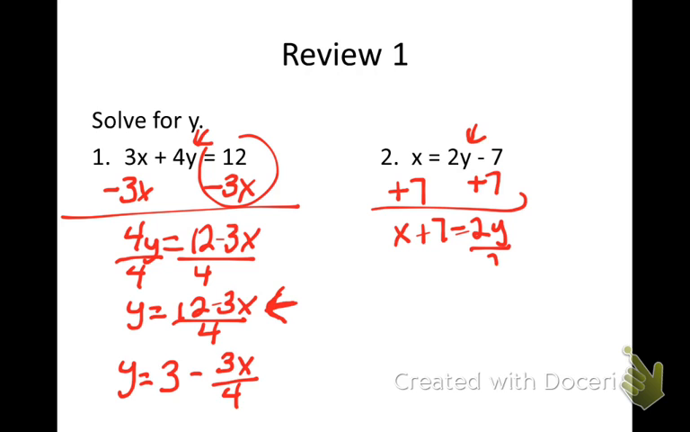The y is not by itself. I need to divide by 2. Neither one of those are divisible by 2, so I just write x plus 7 over 2 equal y. If you want to turn it around, you can. Doesn't really matter.